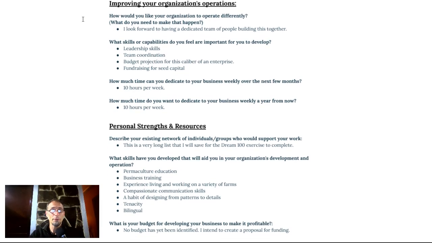Now, improving your organization's operations. Again, this is more for businesses that are established, but let's see what I wrote here. How would I like it to operate differently? I look forward to having a dedicated team of people building this together. That's different than right now, where I'm just building it myself.